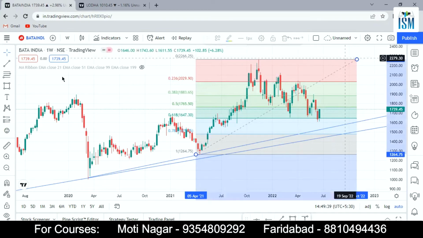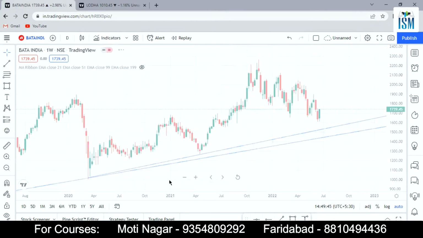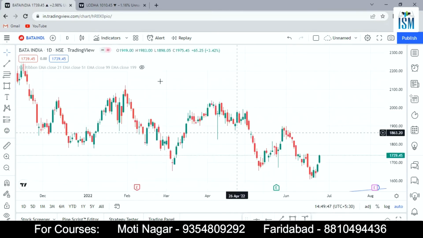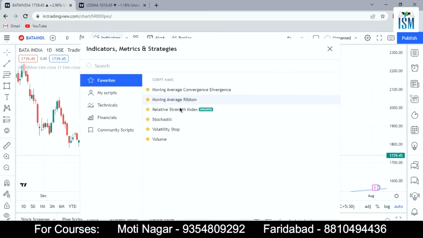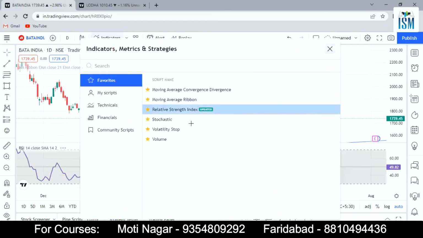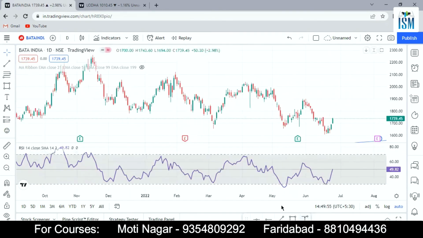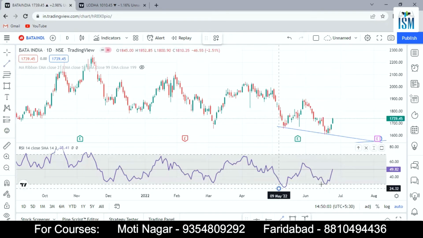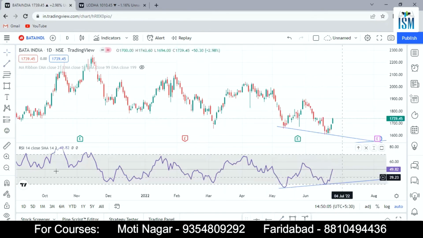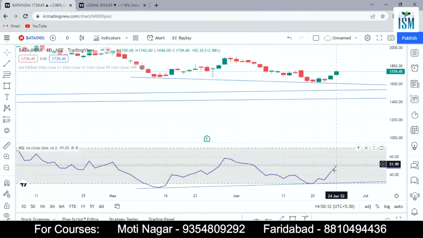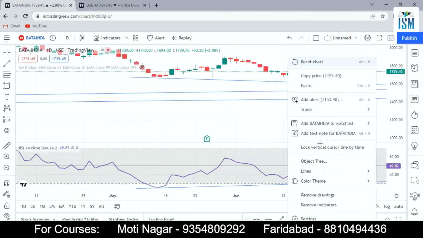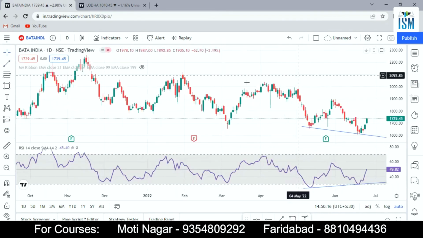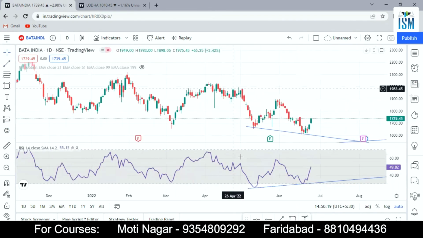Now let's switch to the daily time frame chart. In the daily time frame chart, there is a clear RSI divergence. What is RSI divergence? When price is making a lower low, but RSI is making a higher low. Also, RSI has reached a particular level of 50 here. So that signifies that there is a clear demand in this particular script, right?